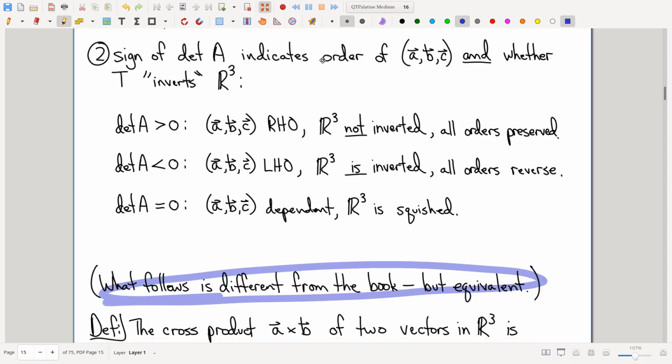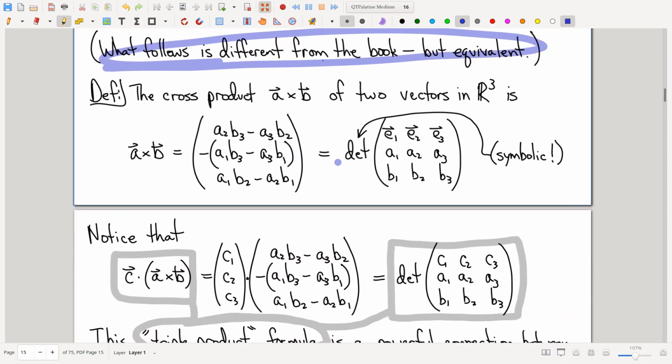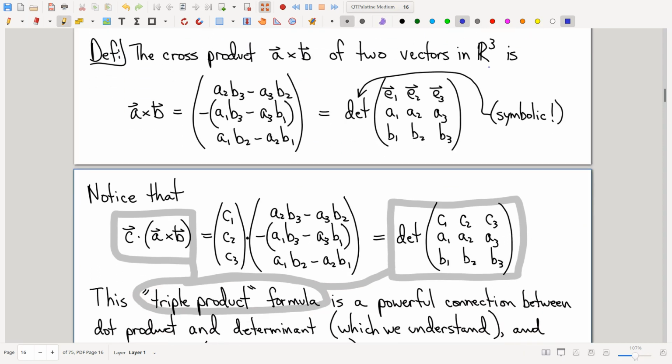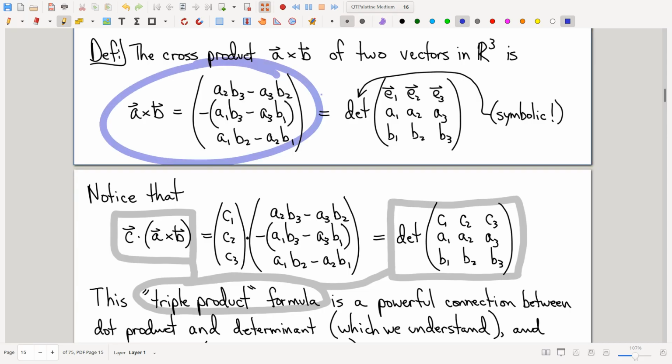So anyway, heads up, the order that I'll present these ideas is a little different, actually quite different from what the book does, but I think you're going to like mine better, frankly. But by all means, look at what the book does, make up your own mind on that. Okay, so here's a definition of this thing called the cross product. Let me not start with that. I want to start with this down here.